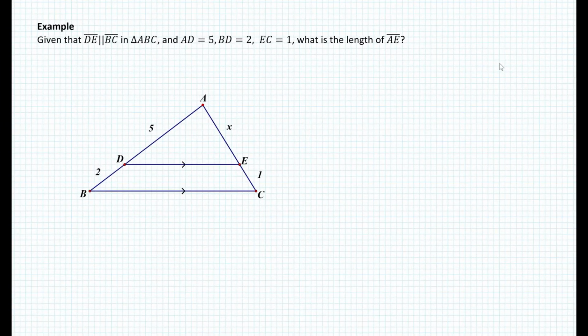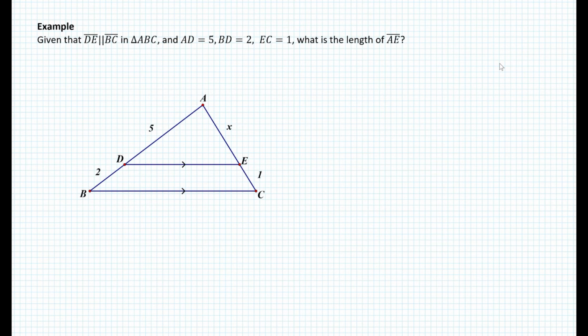Let's look at an example now. Let's say we're given that segment DE is parallel to segment BC in this triangle ABC. And we also know that AD is equal to 5, BD is equal to 2, EC is equal to 1. Then what is the length of segment AE? In this case, we denoted segment AE as X.